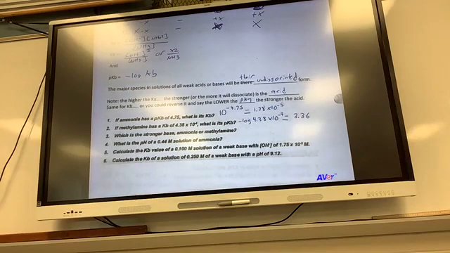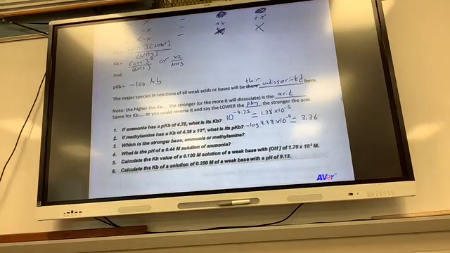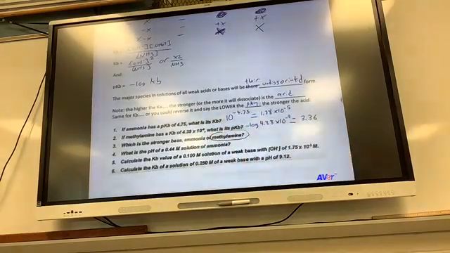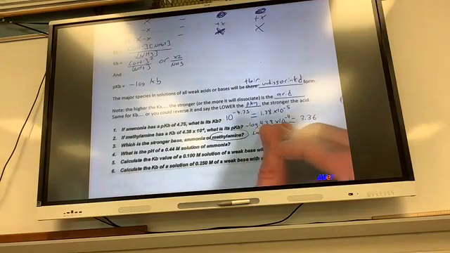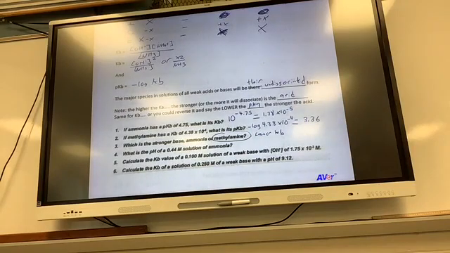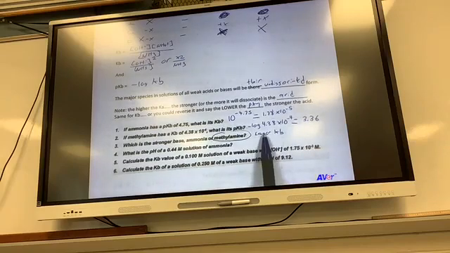Which is the stronger base, ammonia or methylamine? Why? It's the larger Kb. This time, different exponents, easier to compare. What is the pH of a 0.44 molar solution of ammonia? Do you guys want to try to ice it and do the whole thing? Just try it.